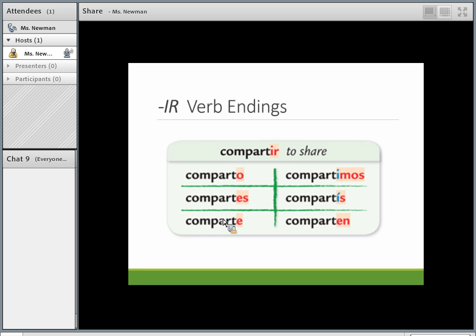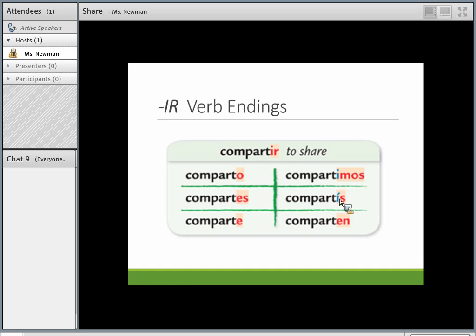IR verb endings. So we have compartir, to share. So let's look at our endings. Go ahead and repeat after me. Comparto, compartes, comparte, compartimos, compartís, comparten. Okay, so again, just like we looked at in that first chart, they share all these same endings except for those two that differ in spelling.